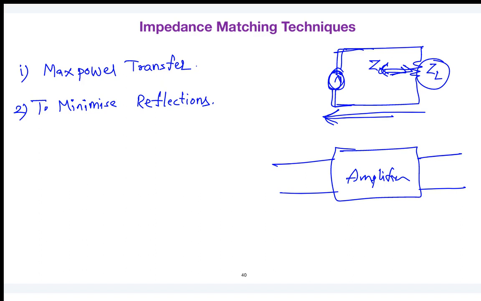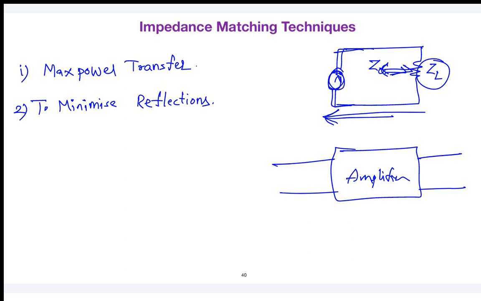It can damage the amplifier. How much damage can happen? Is it a minor damage or is it a major damage? Because of the open circuit. See, since the load is open circuit, you can expect a 100% reflection back. Okay, can you answer me?